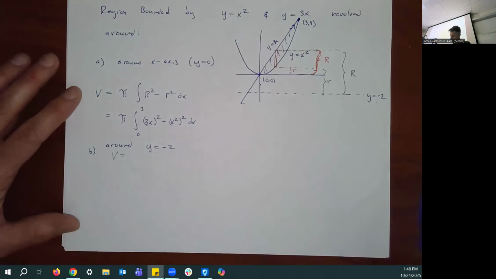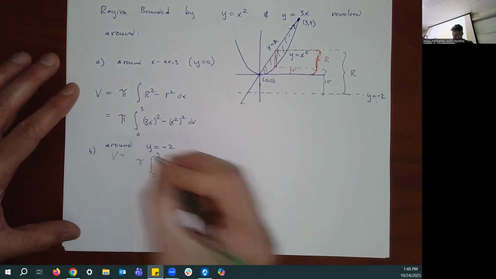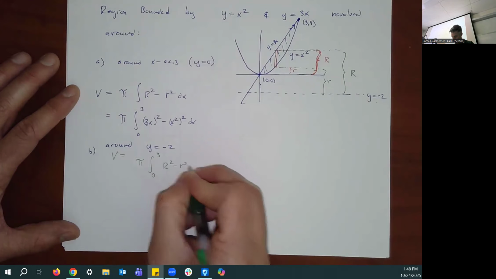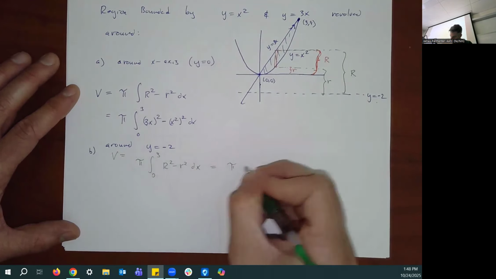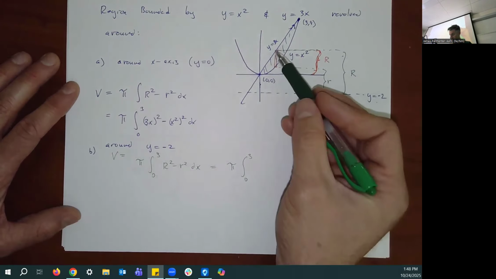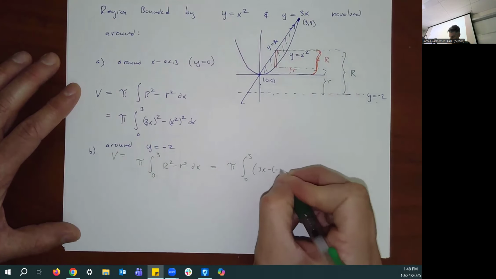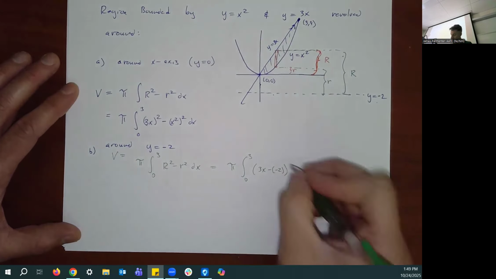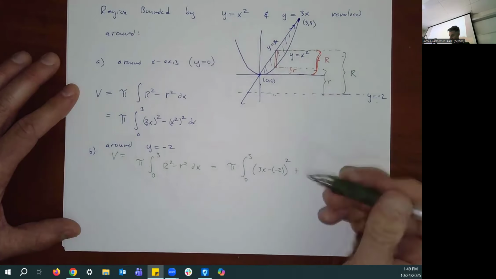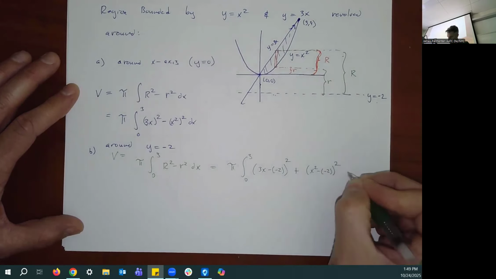So here, our volume is going to be pi times the integral from 0 to 3 still, because we're still going from 0 to 3, and then our big radius squared minus our little radius squared. But in this case, our large radius is the difference between the further away function and the axis of rotation, which is going to be 3x minus minus 2. And then we take that radius and square it. And the smaller radius is the difference between the closer function and the axis of rotation. That's going to be x squared minus minus 2, and then you square that radius.